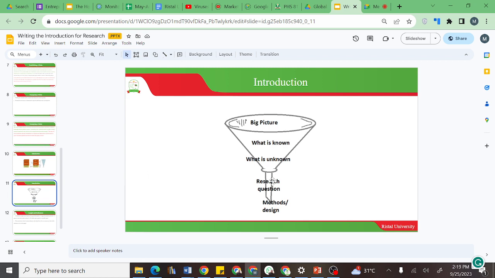So basically, this is what we have. If you're going to write an introduction, you tell us the general picture, which is the big one. Write what is known and what is unknown. State the research question, and then how you're going to investigate it.